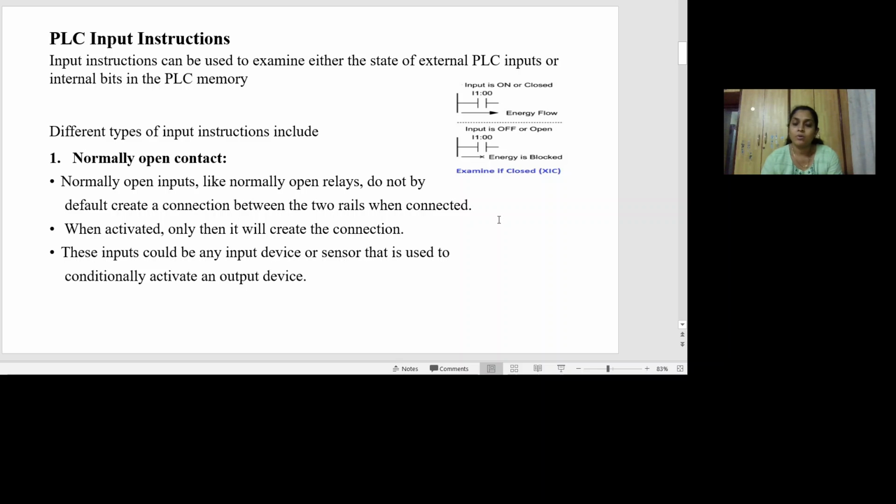During normal operation, an NO contact is by default open. So there is no connection between the power rails, energy will not flow from one rail to another rail, and the output coil is not energized. Only when the contact is energized, that is, the contact is closed, there is a connection between the two rails, and hence current can flow and power will be transferred to the output device.